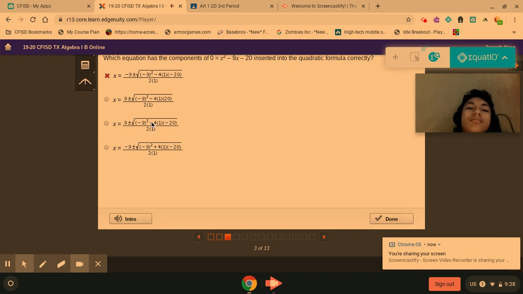The negative signs stay with the coefficients and constant terms. Now, let's solve for more zeros of quadratic functions using the quadratic formula.